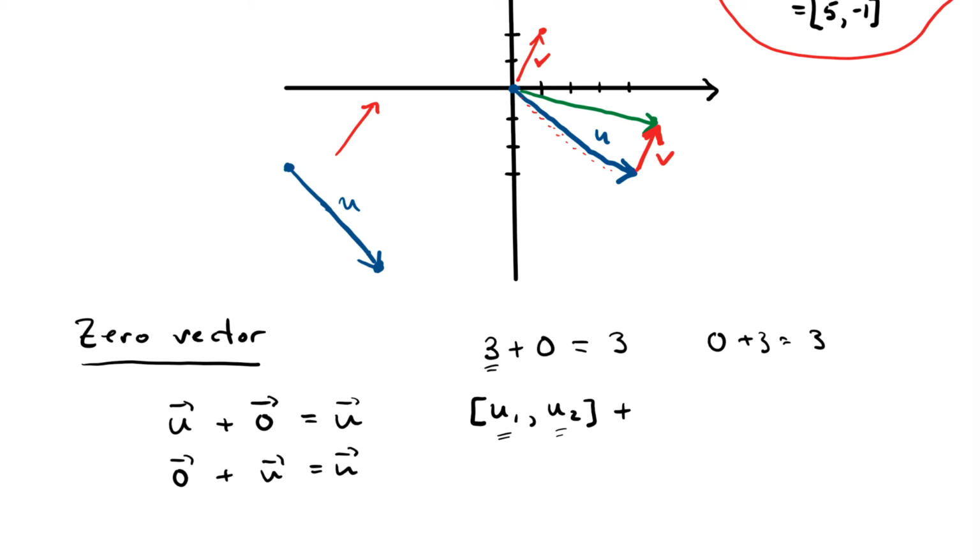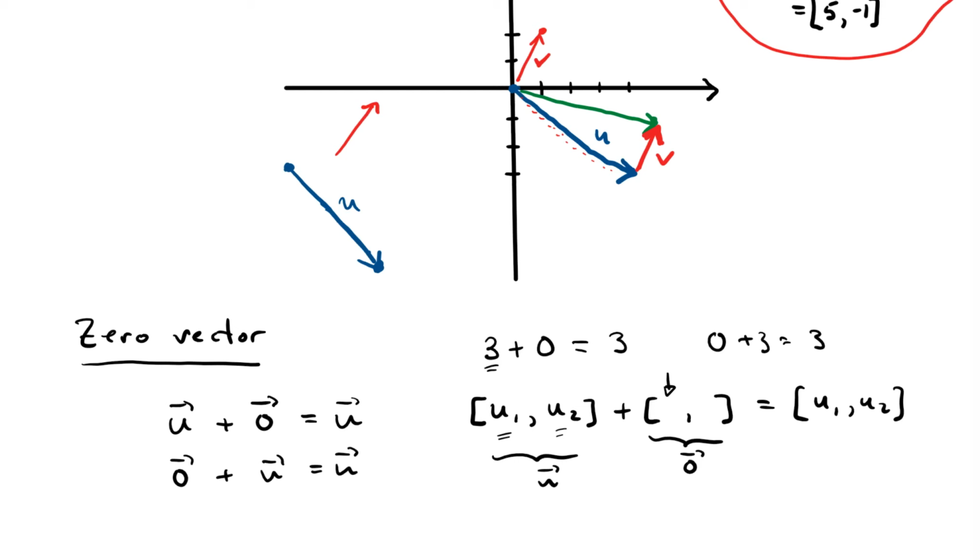And I want to add it to some zero vector. So that's going to be my zero vector here. That's u here, so that it gives me back u1, u2. Now remember, if I'm adding two vectors, I'm going to add their components. So what does that mean? It means that when I add this component to u1, it's going to remain u1.